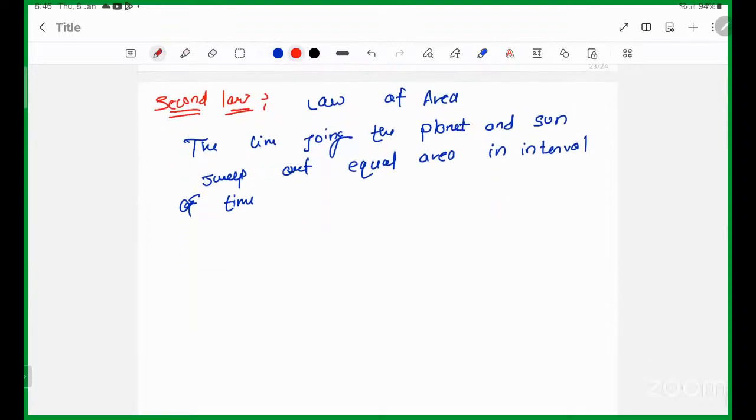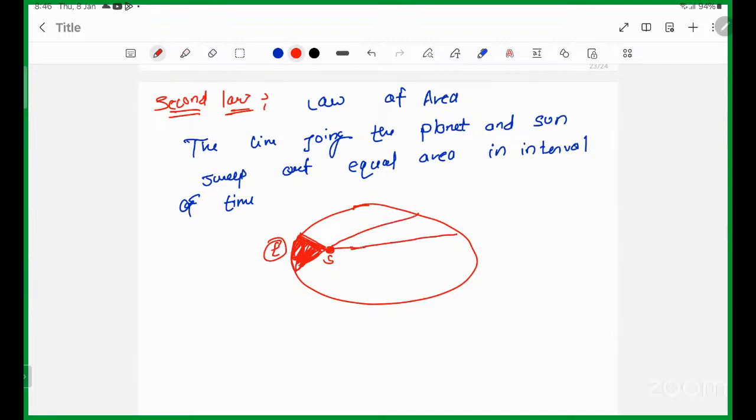Like in this case, if this is an elliptical orbit and here is the sun, if the planet is moving from here to here in this period, this area will be equal to the area swept if it moves from here to here in the same time. The area will be equal within the given framework of time.